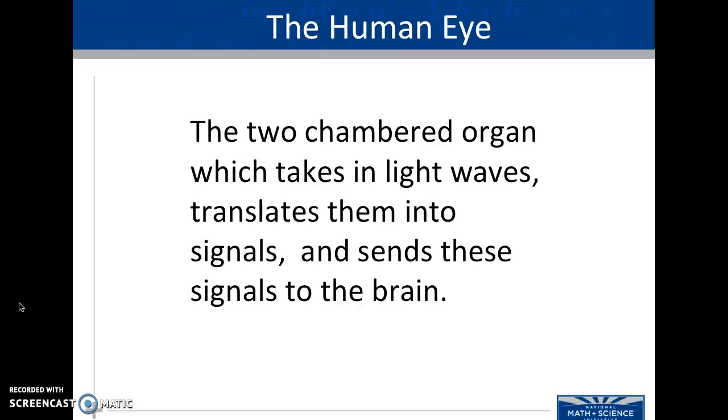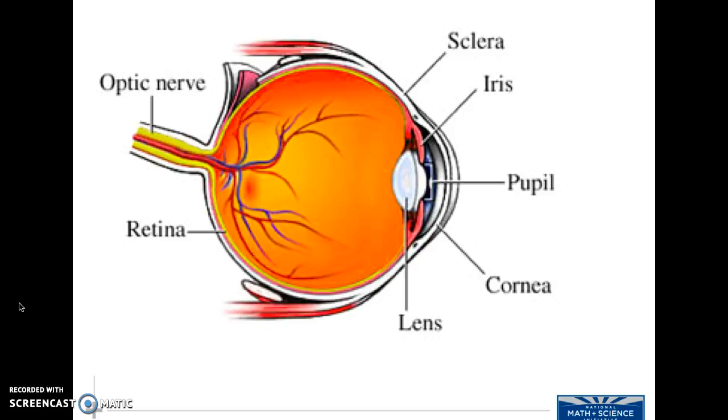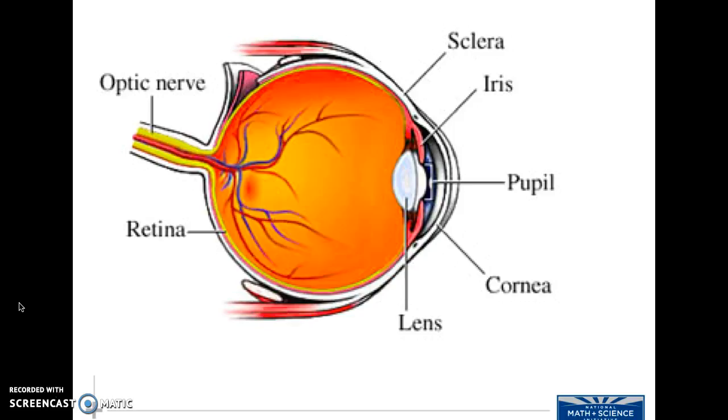The human eye is actually a 2-chambered organ. It takes light waves and translates them into electrical signals, and those signals are sent to the brain, and the brain determines what we do with the visual input that we see. This is the inner portion of the eye. We see the lens on the far left, and when we go into the eye, there's actually a big fluid-filled space. This is looking at it zoomed out a little bit.